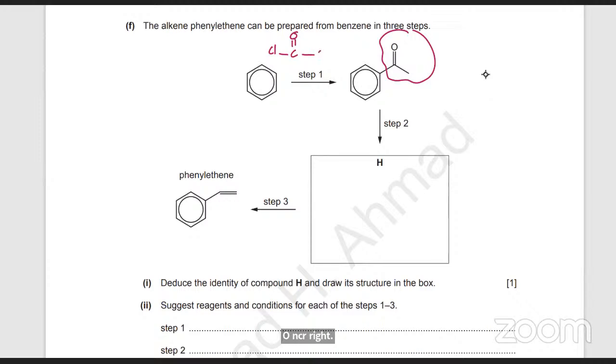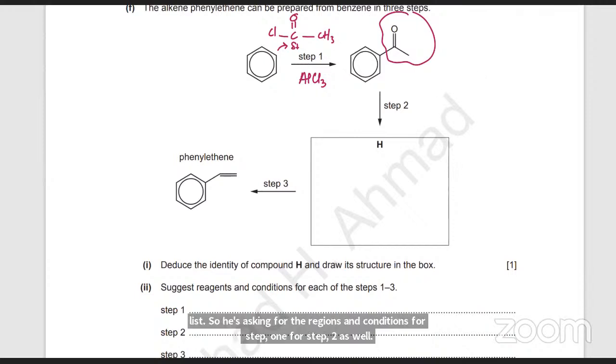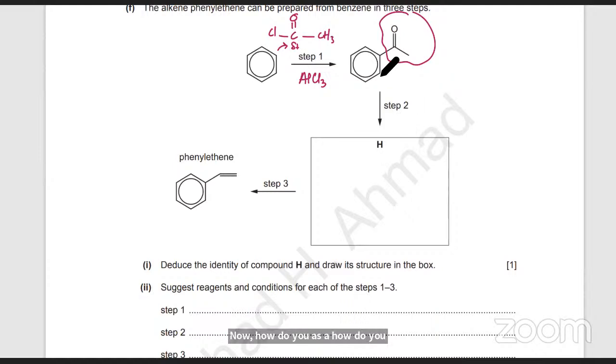This must be a double bond O and Cl, right? With one CH3 over here. The carbon is strongly positive, and that strongly positive carbon is going to get attached to benzene. But you need a catalyst for this, which is going to be AlCl3 catalyst. So he's asking for the reagents and conditions for step one, and for step two as well. Now, how do you go from this all the way to this? I think the only route is this is a ketone and this is an alkene. How do you go from a ketone to an alkene?